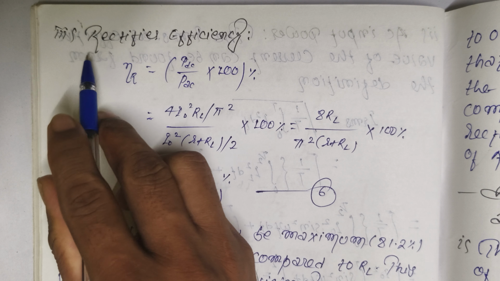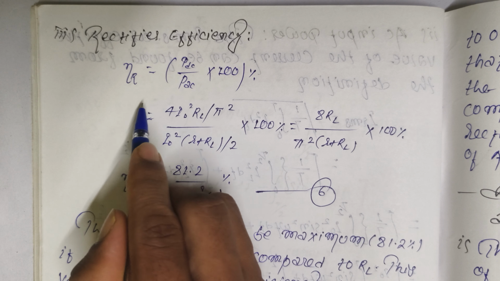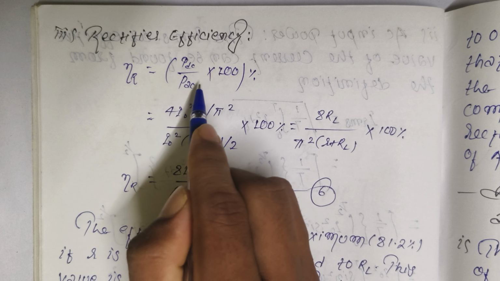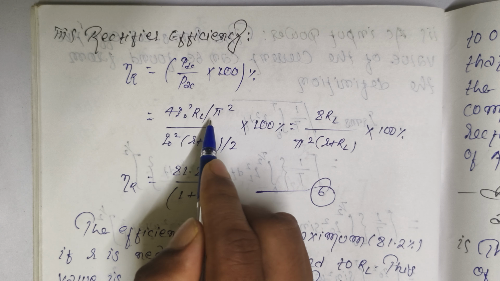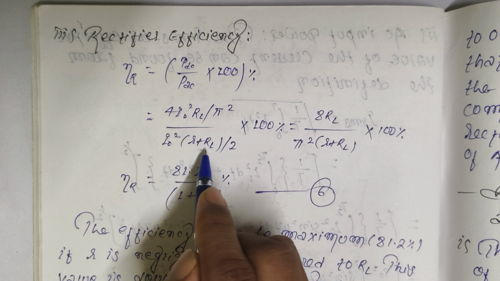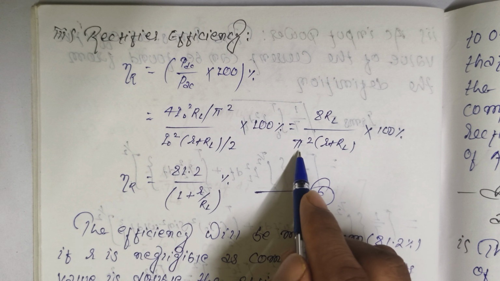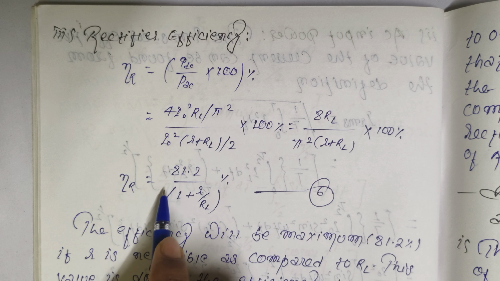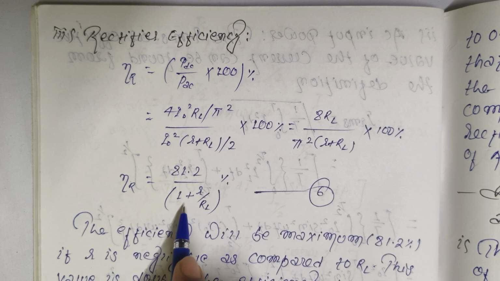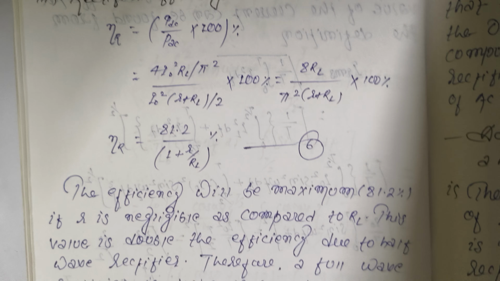Now topic 3, friends, rectifier efficiency. Eta R is equal to P_DC by P_AC into 100%, is equal to 4 I naught squared RL by pi squared, over I naught squared (R plus RL) by 2, into 100%, is equal to 8 RL by pi squared (R plus RL) into 100%. Eta R is equal to 81.2 by (1 plus R by RL) percent. This is equation 6.